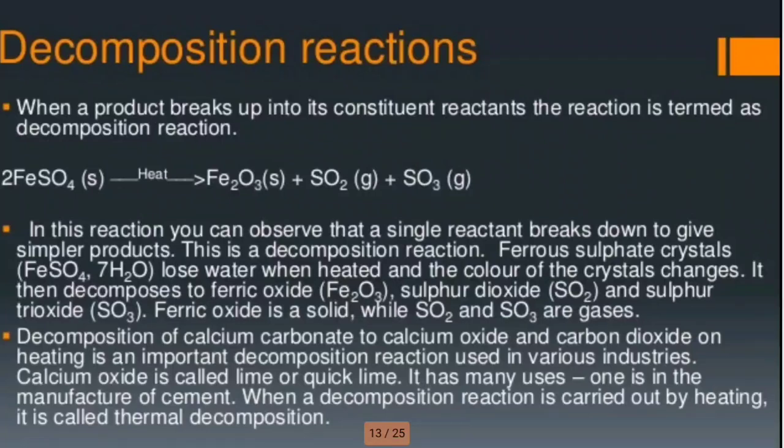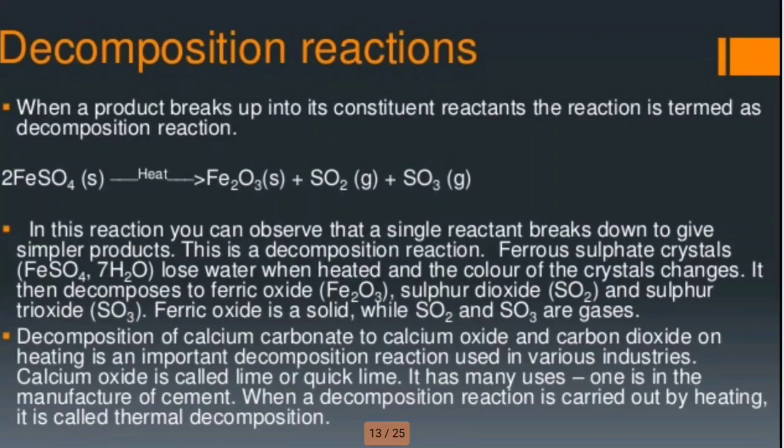Next, we discuss decomposition reaction. A compound breaks into two or more simpler substances. For example, calcium carbonate breaks down into calcium oxide plus carbon dioxide. Here we can also use FeSO4, ferrous sulfate. When we give heat, it breaks down into Fe2O3 plus SO2 plus SO3. Fe2O3 means ferric oxide, and sulfur dioxide and sulfur trioxide are gases, so they will evaporate.